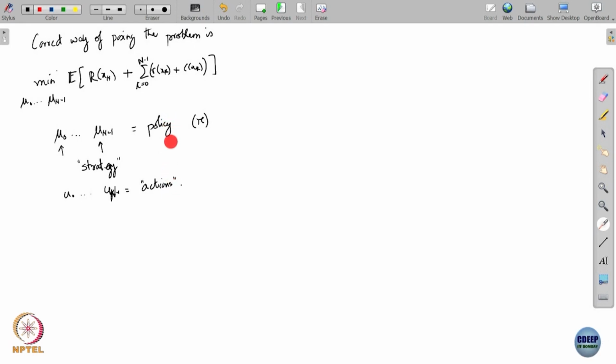All right. Now, as I go a little further, I will explain how we can reduce this problem, which involves trying to decide these n functions, to a setting where we have to decide only actions, and from those actions deduce what the functions should be. All of that will happen subsequently as we go further down in this course.